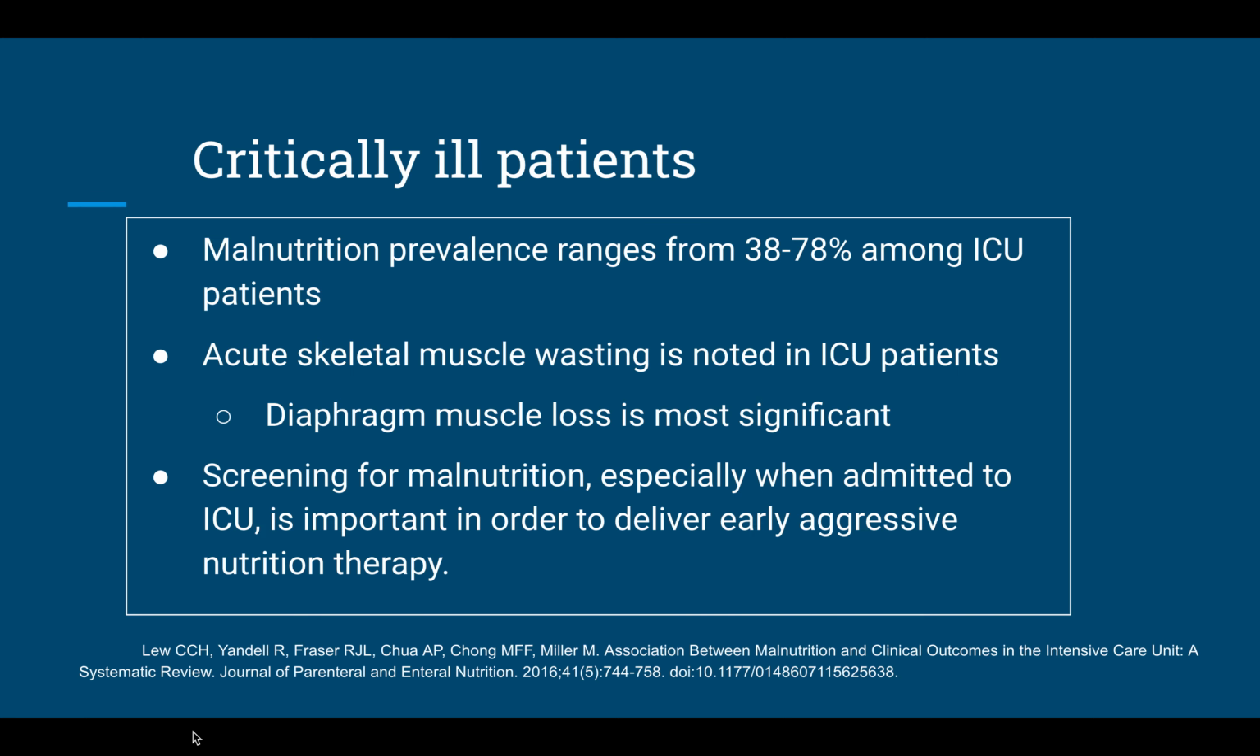When we talk about critically ill patients, and you'll review a video about this, the malnutrition prevalence increases significantly, almost 40 to 80% among ICU patients are malnourished. There's acute skeletal muscle wasting in ICU patients. The diaphragm muscle loss is kind of noticeable. So screening for malnutrition in the ICU is especially important.